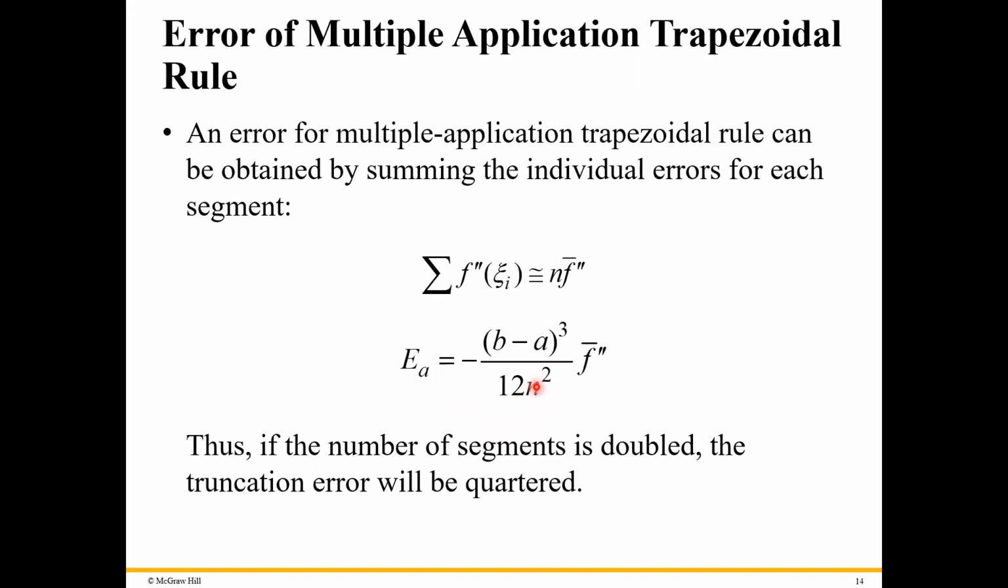And less and less there will be the error. Because n is now appearing in the denominator, the higher the denominator, the lower will be the value of this fraction. Thus, if the number of segments is doubled, the truncation error will be quartered because it is the square of n. So taking more segments will reduce the approximate error.